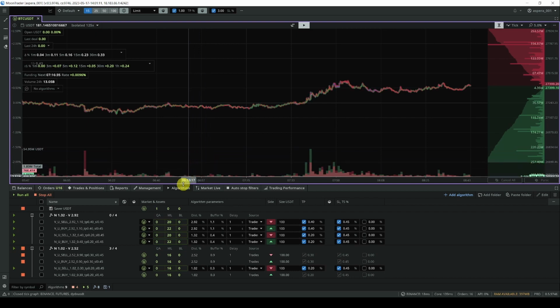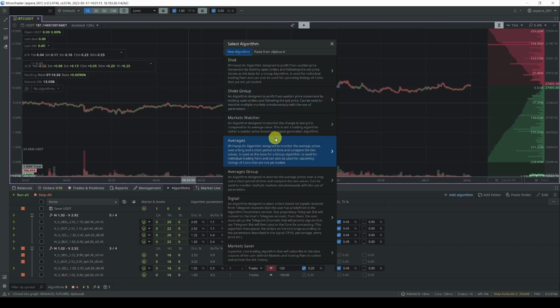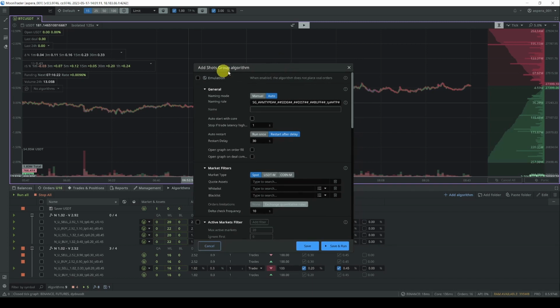And while we're at it, I decided to show you how to quickly put together an algorithm and its main parameters. So you click here, we're looking at shots group. There are many more, but first let's go here. So we'll go to emulation mode, not spending any real money. This is the name of the algorithm. You can do it manually. Let's say test algorithm. My typing sucks.